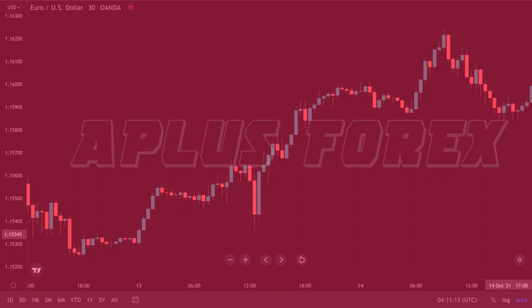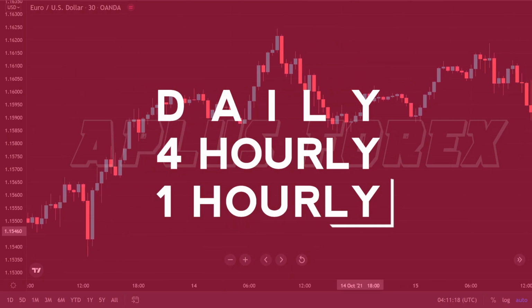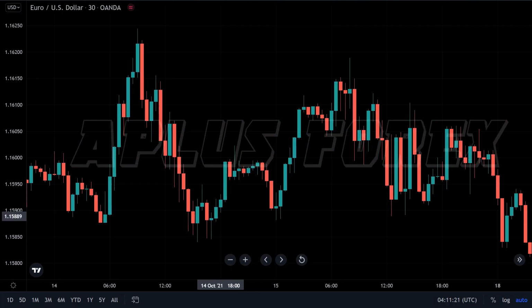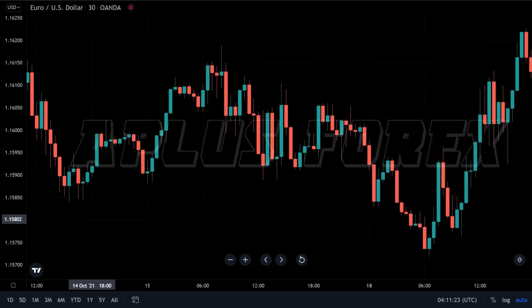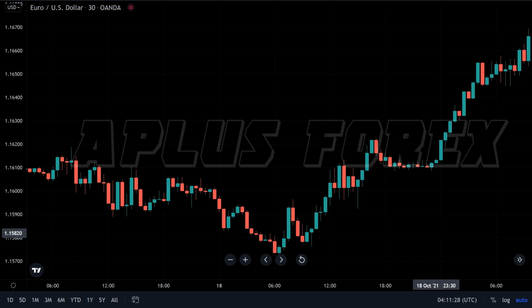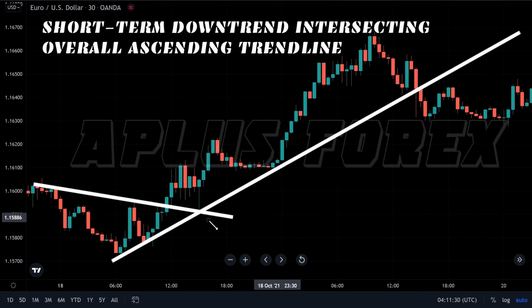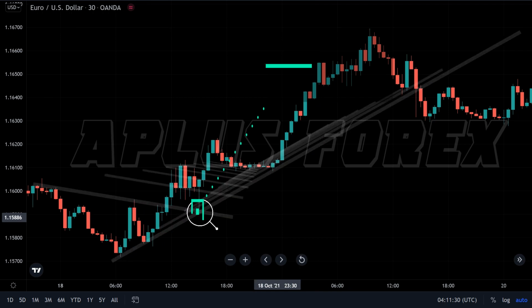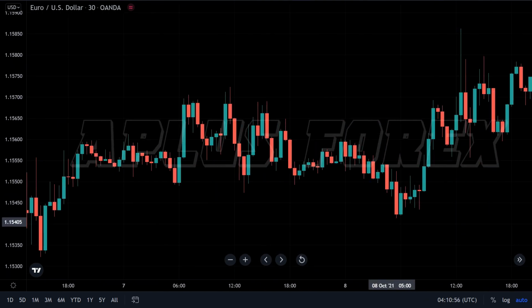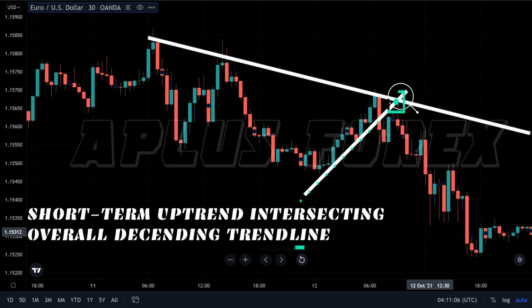Drawing trend lines on multiple time frames like daily, 4-hourly or 1-hourly whenever possible can help new traders identify the overall trend, small trends, and corrections within those small trends. Buying or going long opportunities may arise during an uptrend when a short-term downtrend intersects the overall ascending trend line. Selling or shorting opportunities may arise during a downtrend when a short-term uptrend intersects the overall descending trend line.